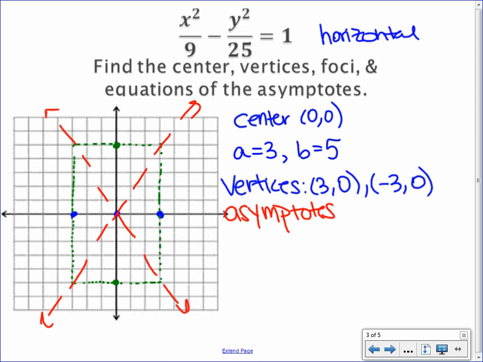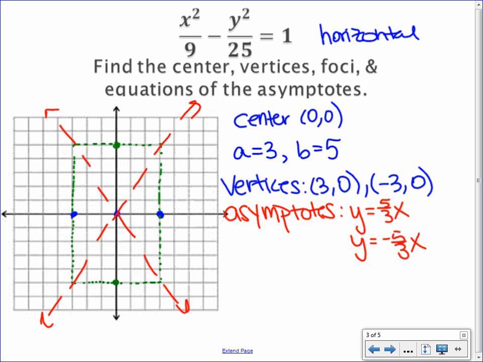So we're going to use our center (0, 0). We also need our slope. That's easy. We go up 5 and over 3. So for this asymptote, we have y minus 0 equals our slope 5/3 times x minus 0. What's the slope of the other one? Negative 5/3. It's always going to be the negative of whatever the other one is. So y minus 0 equals negative 5/3 times x minus 0.